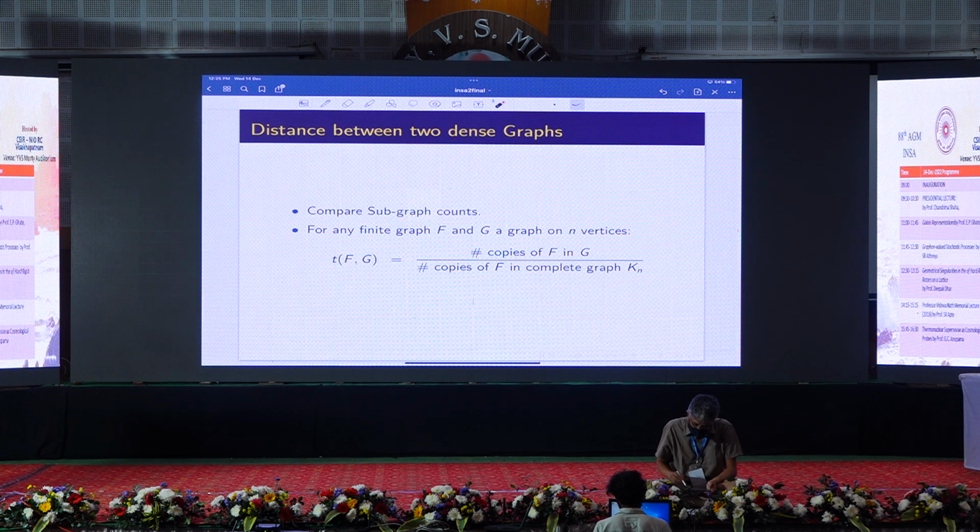So what I'll do is look at the number of copies of F in my graph, and I'll normalize it by the number of copies of F in the complete graph. Okay, so that's a density. For example, let's say you take F2, which is just an edge. If I want to look at the number of copies of F2 in my graph, what am I doing? I'm going to my graph and seeing how many edges there are. So t(F2, G) is just the edge density. Right? I can also do other graphs. Let's say I want to know the number of triangles in my graph. So I can take F3, that will be my triangle.